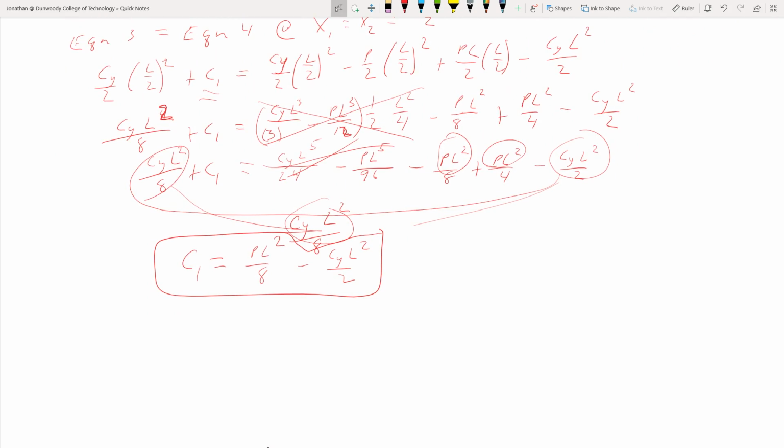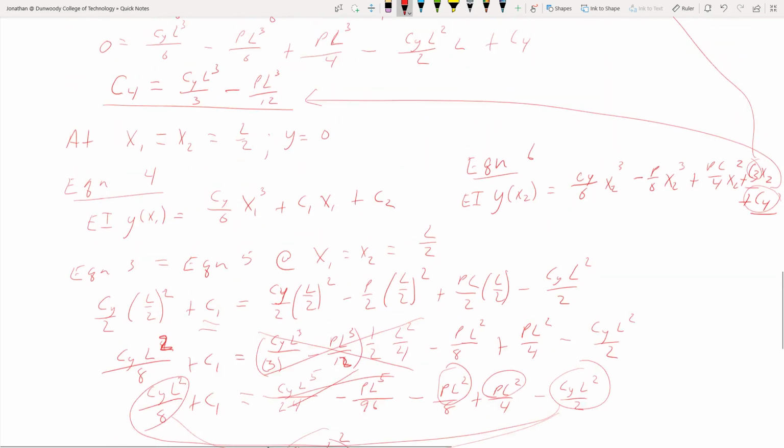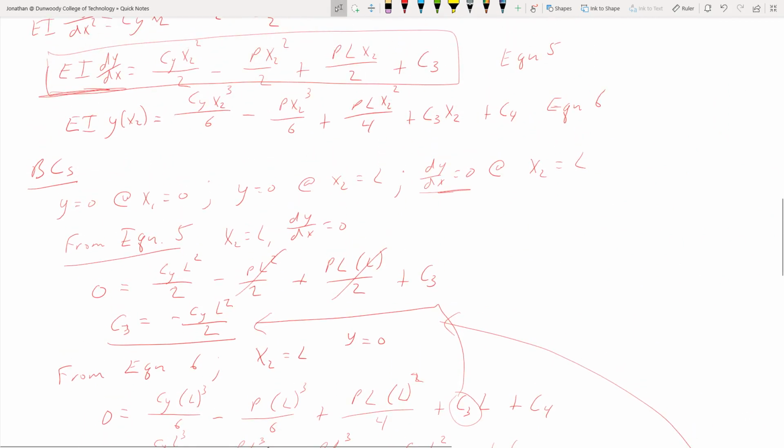Alright, and then also at that same point, our deflection has to be the same, so I can set those equal to each other. So we can say that equation, sorry, this was not equation 3 equals equation 4, that should be equation 5. Equation 4 equals equation 6. Y equals y2 at x1, x2 equals L over 2. So same point where that load P is applied. So now we're going up to equations 4 and 6.